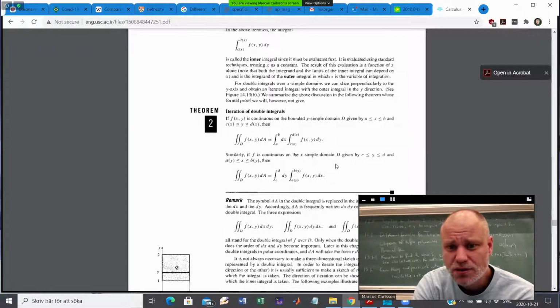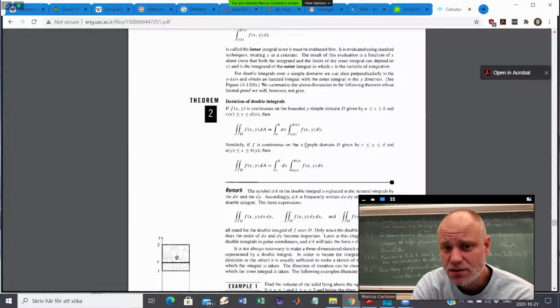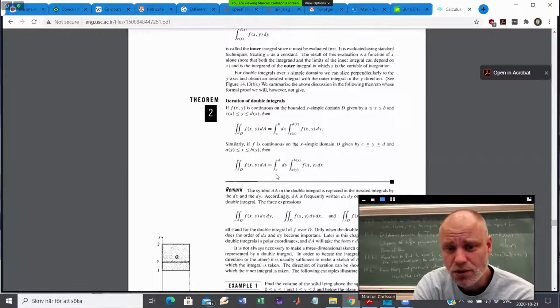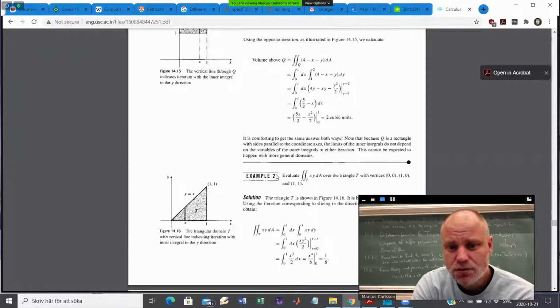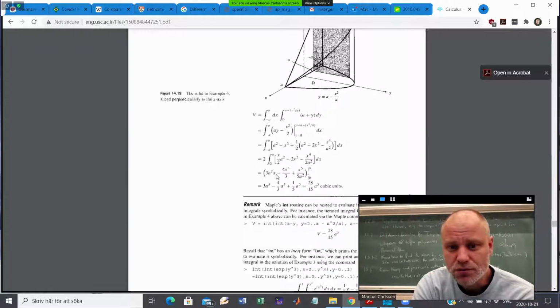Okay, and then we do partial integration or iterated integration on that. So it looks like this. And this is, of course, a formula you should know. And the rest is just learning how to do it.